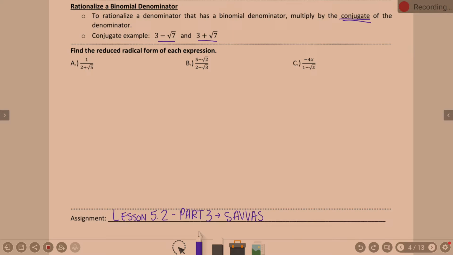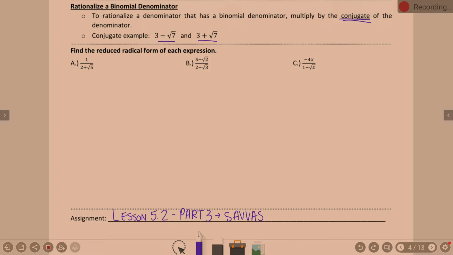So when you multiply by the conjugate, it's keeping the same two terms. Traditionally, it's changing the middle sign. And here's the deal. As long as you change one of the signs, that's what makes it work. But traditionally, it's changing the middle sign to make it happen.